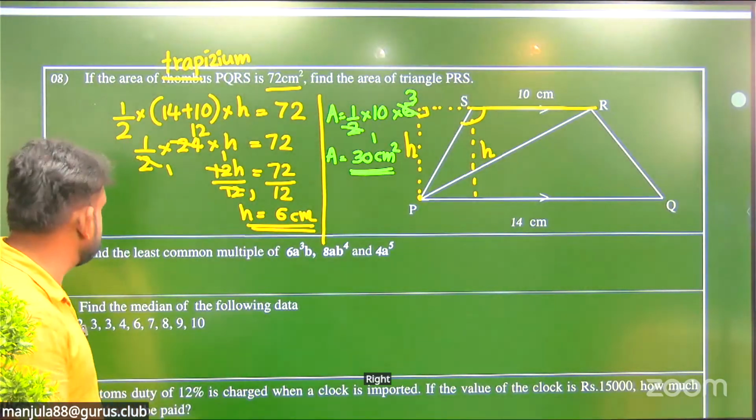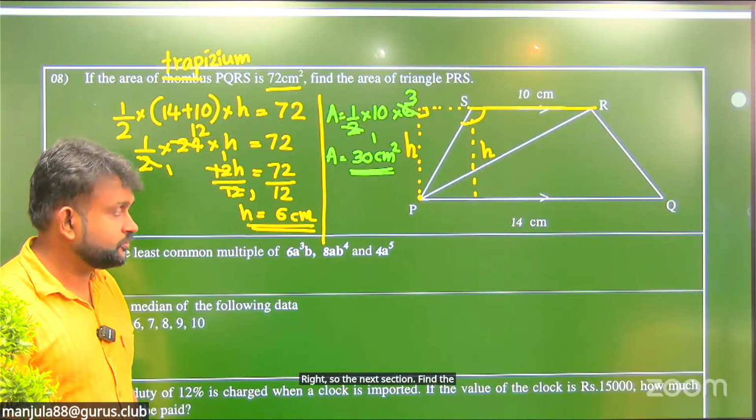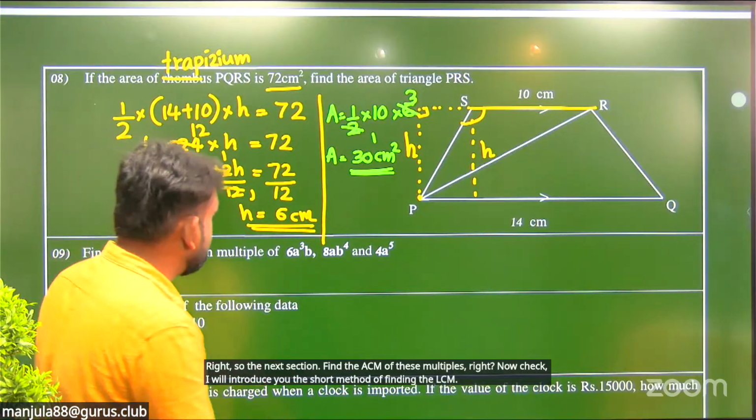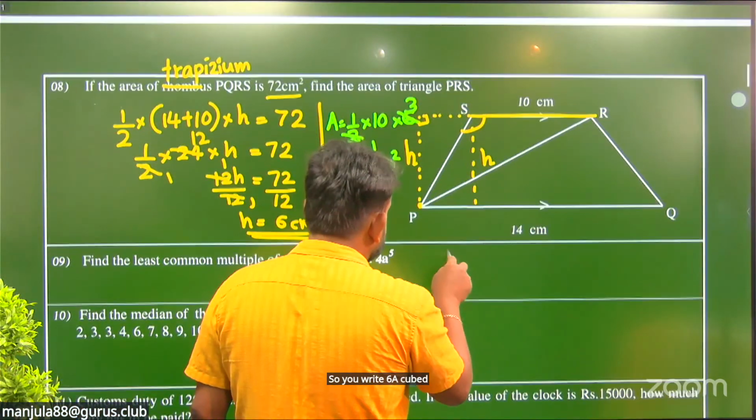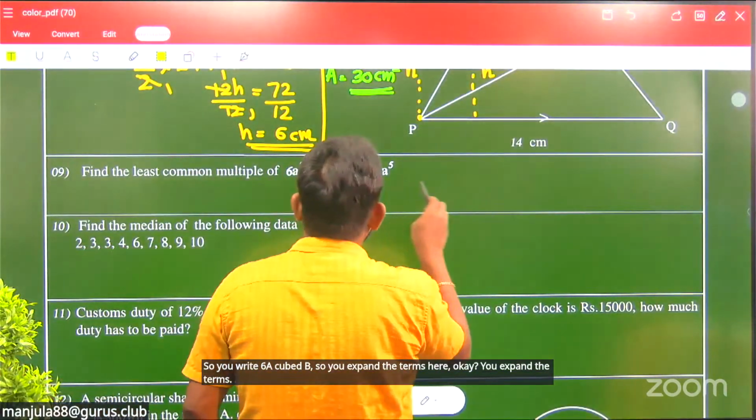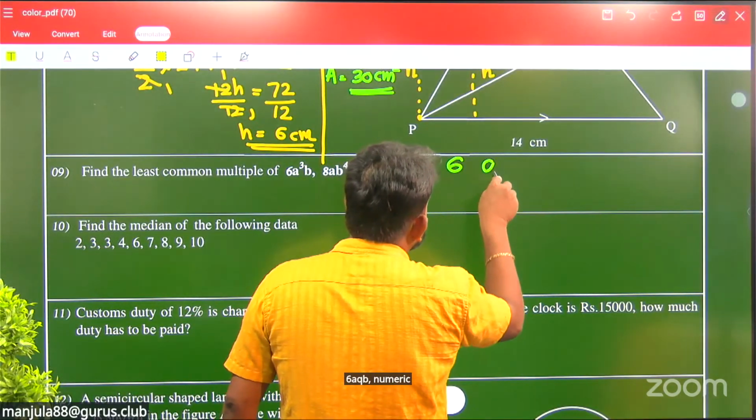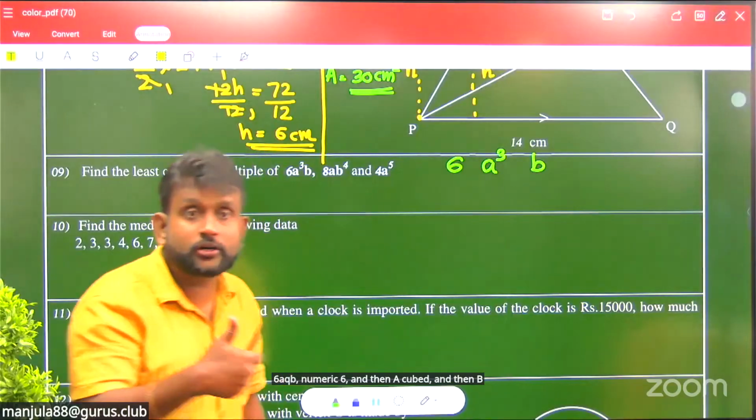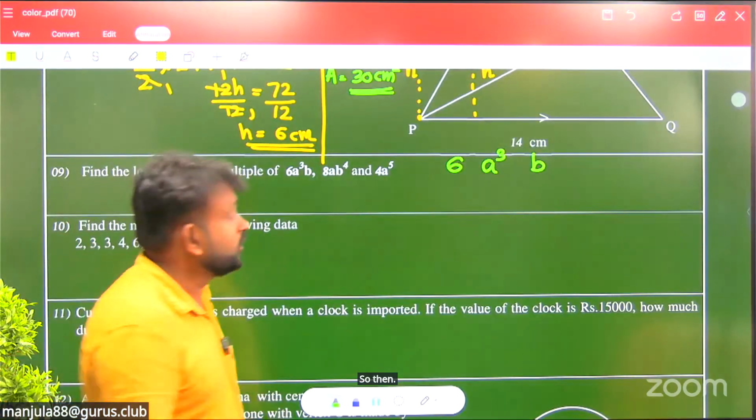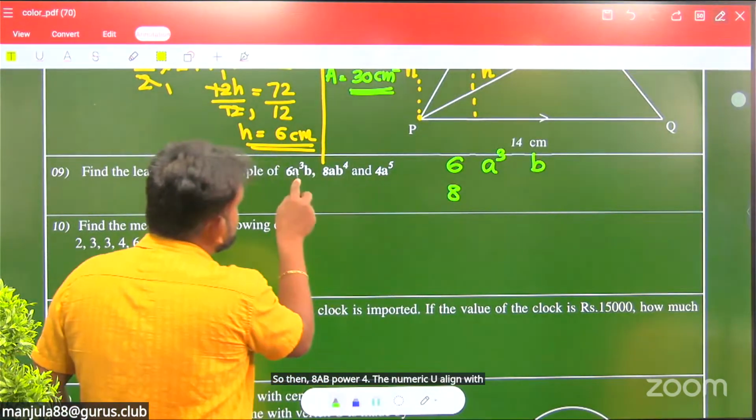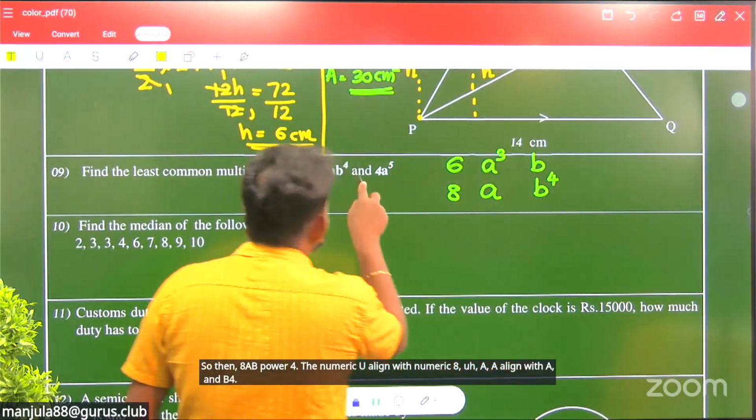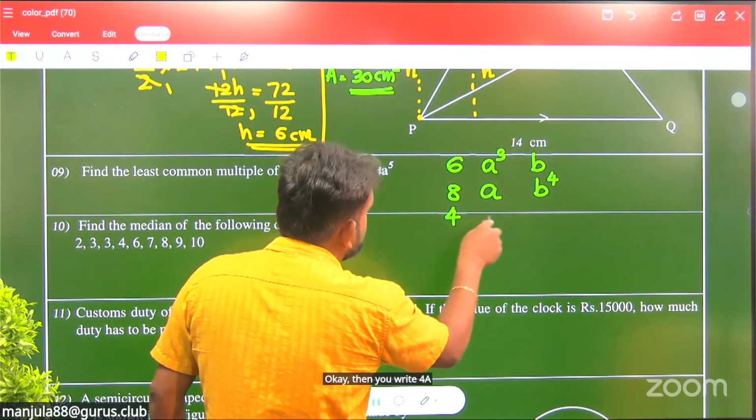The next question: find the LCM of these multiples. I will introduce you to a short method of finding the LCM. You write 6a cube b, so you expand the terms here: numeric 6, then a cube, and then b. This is the short method that I have introduced. Then 8ab power 4: you align numeric with numeric, 8, a with a, and b 4. Then you write 4a5, 4 and a5.